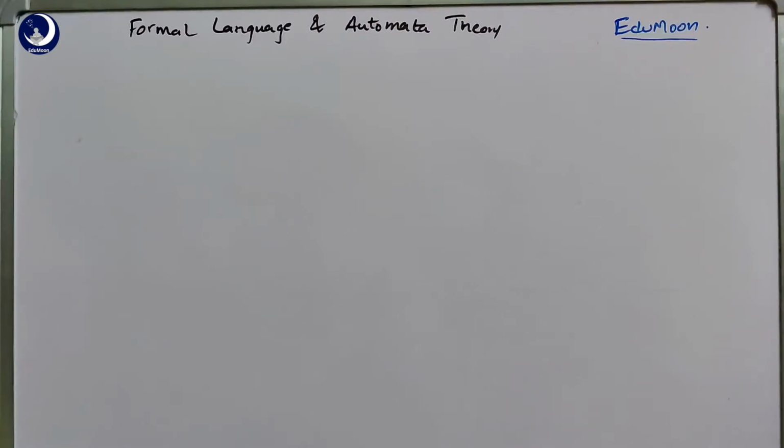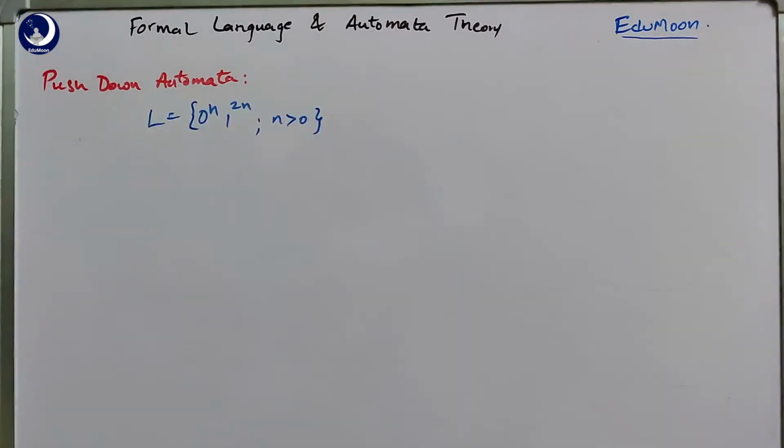In this video, as a continuation of the previous one, we shall discuss a few more problems on push-down automata. In the last class, we saw the design of a push-down automaton for the language 0 power n 1 power n. In this class, we take one more example, the language 0 power n 1 power 2n. Let us first write the strings generated by this language.